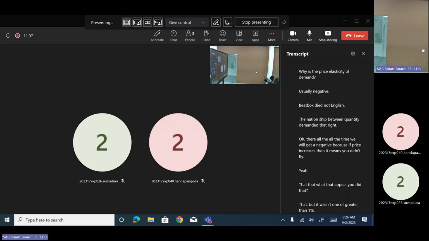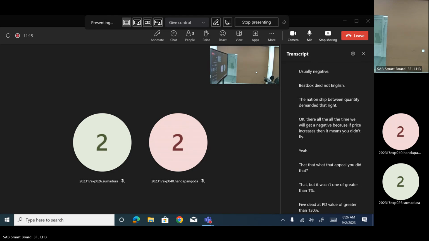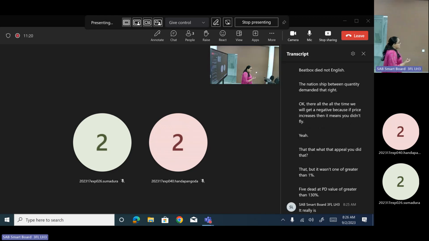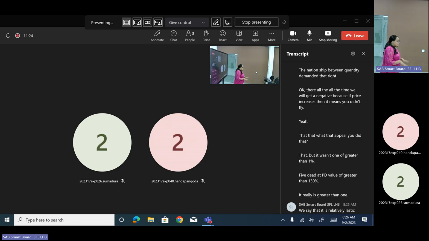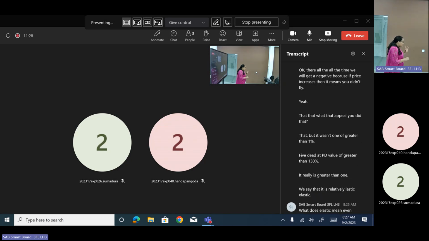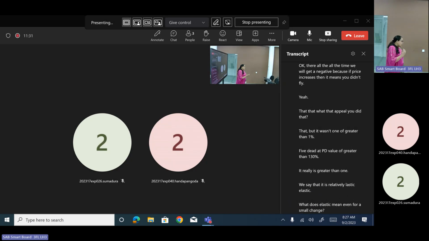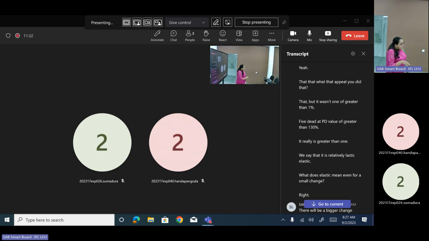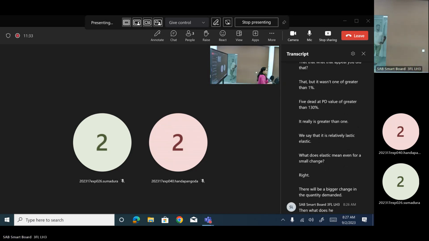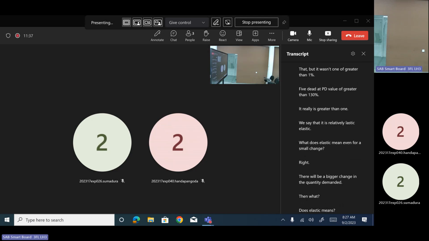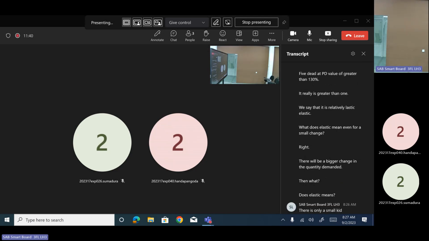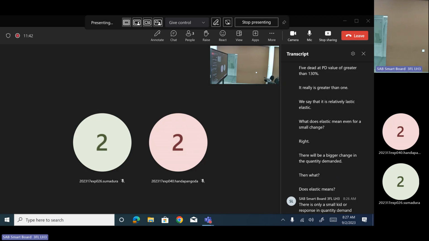What does a PED value of greater than 1 represent? If PED is greater than 1, we say that it is relatively elastic. What does elastic mean? Even for a small change in price, there will be a bigger change in the quantity demanded. Then what does inelastic mean? There is only a small change or response in quantity demanded to a particular change in price.